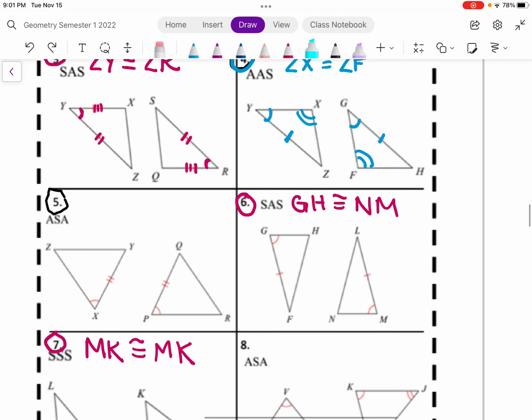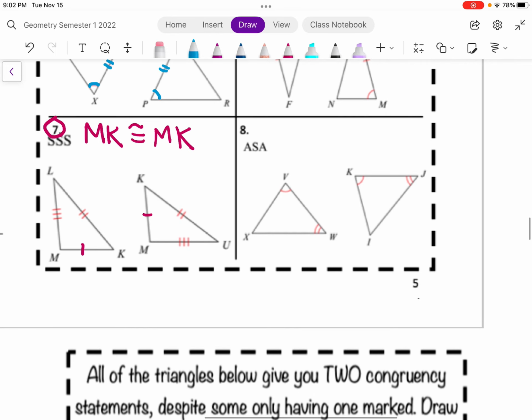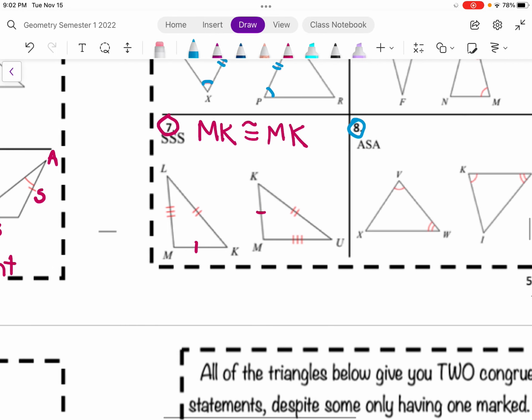Okay. Let's look at another one. This one, go back to my marker. I want angle, side, angle. So I have an angle, side. The angle's got to be right next to it. So angle, side, angle. So angle Y must be congruent to angle Q. Okay. Feel free to try number 8 on your own as extra practice.